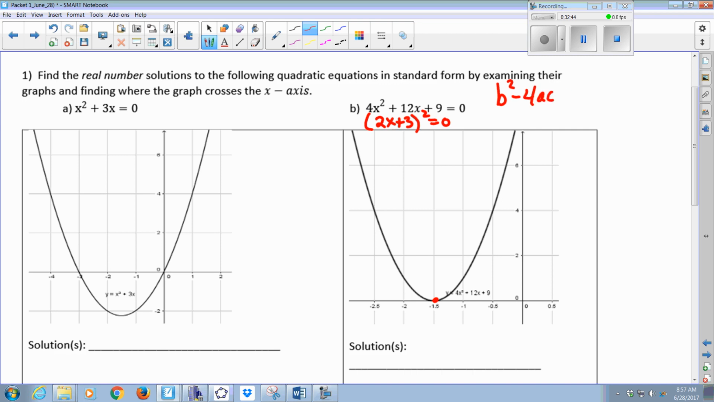So let's take a look at this. B is 12, 12 squared minus 4 times A times C. So we get 144 minus 16 times 9, which is 144 minus 144 equals 0. Okay? So whenever your discriminant is 0, you only have one X-intercept, and therefore you have one solution.